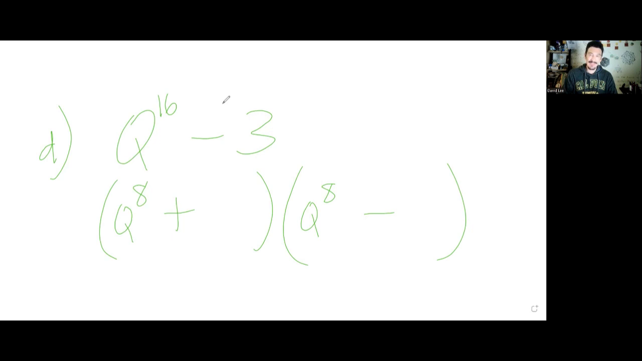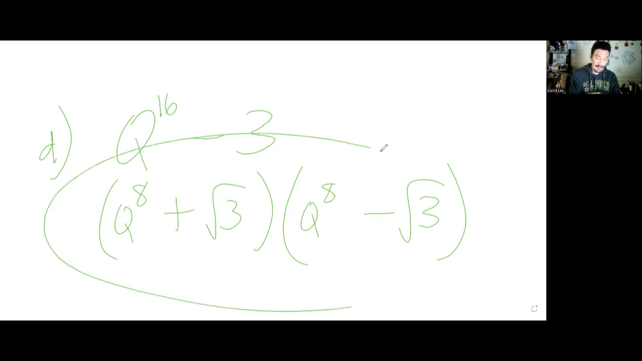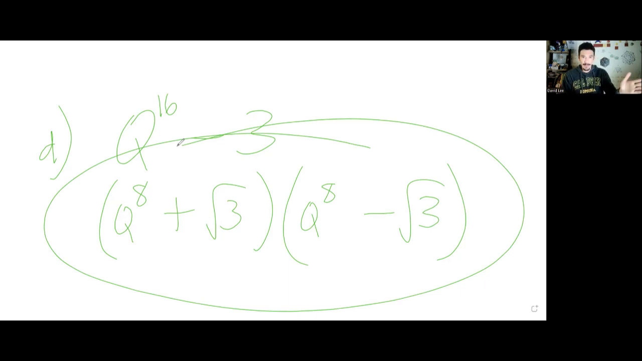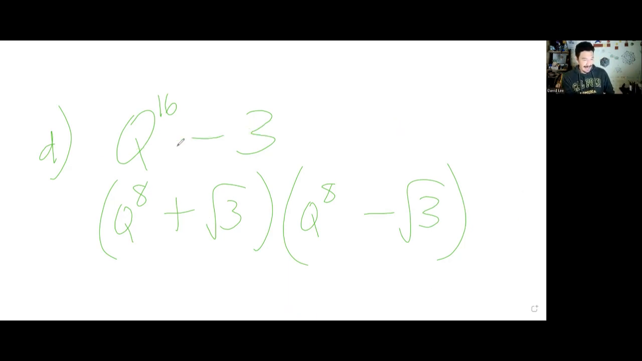Now the question is, what's the square root of 3? Literally, square root of 3. You see that? This guy times this one, square root of 3 times square root of 3 is just 3. So this technically would be your answer for that difference of squares. You've probably seen all this before, so let's move on to the next category.